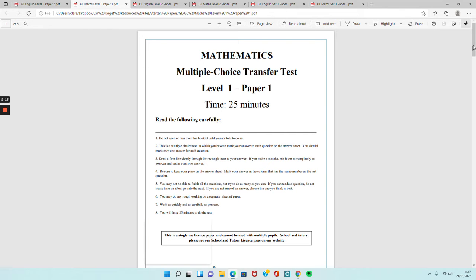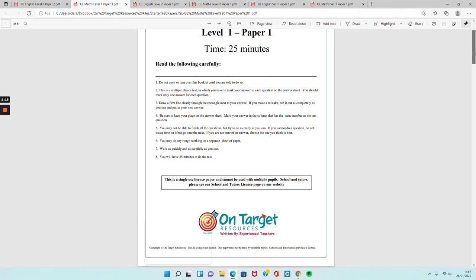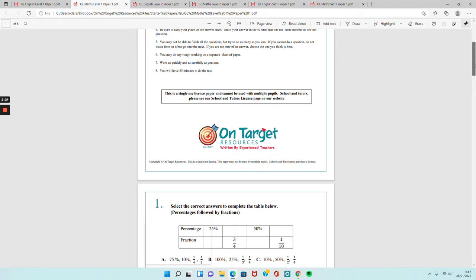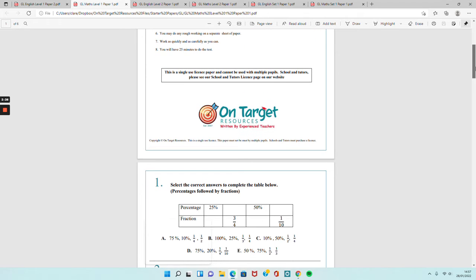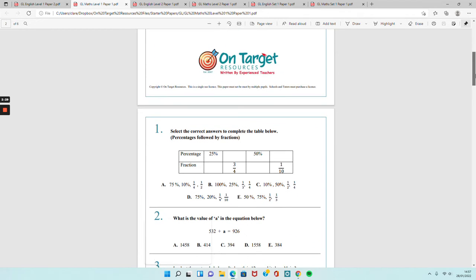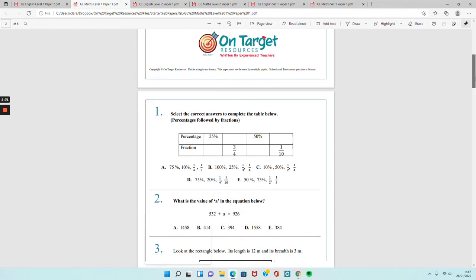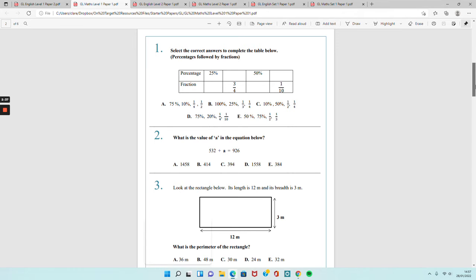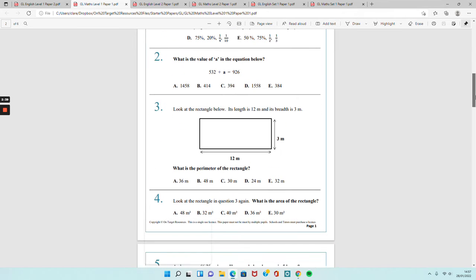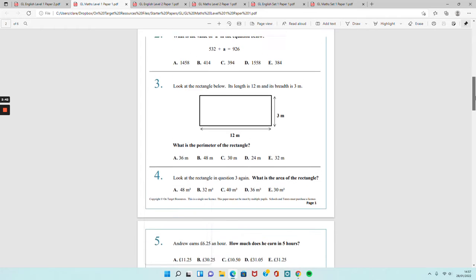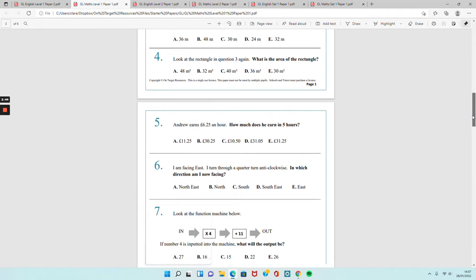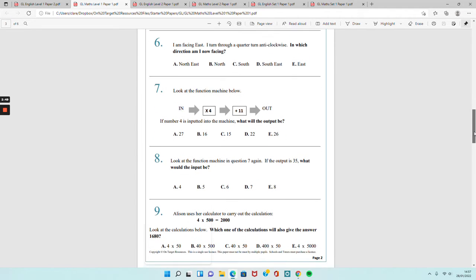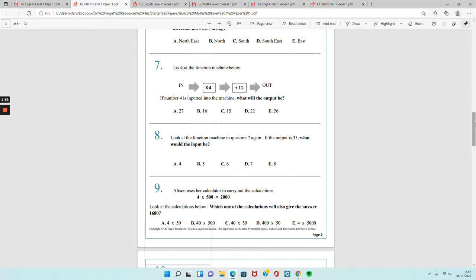Level 1 Maths. So this paper is a 25-minute paper and it has 20 questions. So we are basically focusing in on our more basic maths questions for primary 6. So we've got our basic fractions and percentages, recognising them, basic algebra, basic perimeter and area, simple money problem solving, simple compass, simple function machine. So we're just working through the basics.